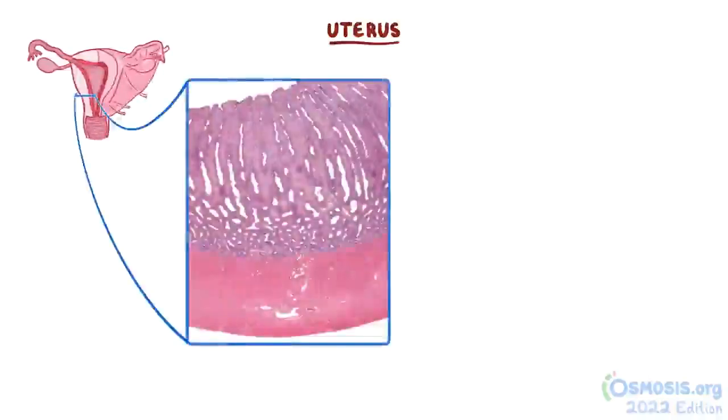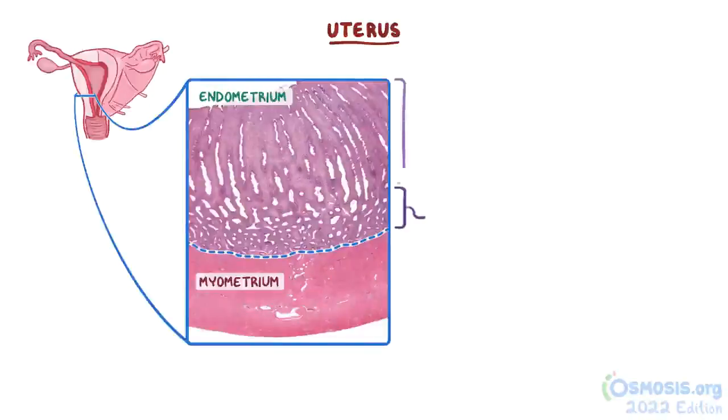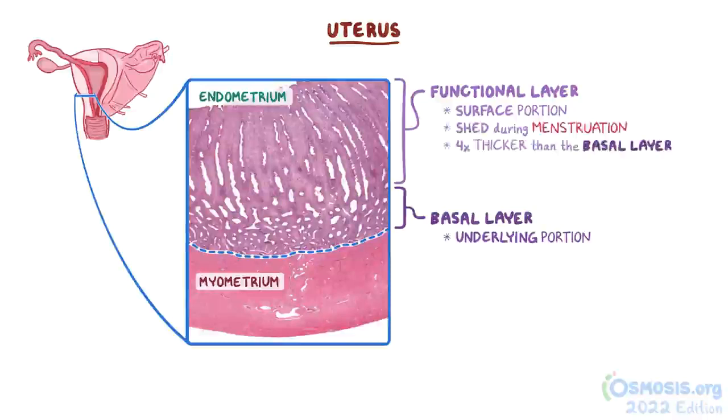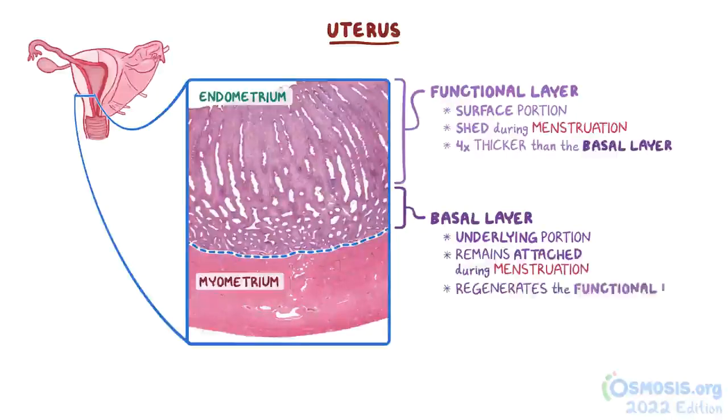Now, let's move to the uterus. In this cross-section of the uterus, we can see the clearly defined and basophilic endometrium and the surrounding myometrium. The endometrium is further divided into two zones. The functional layer is the upper or surface portion, and the basal layer is the underlying portion of the mucosa. The functional layer is the portion of the endometrium that's shed during menstruation and can be as much as 4 times thicker than the basal layer. The basal layer remains attached during menstruation and regenerates the functional layer.